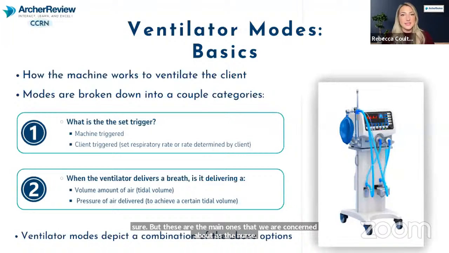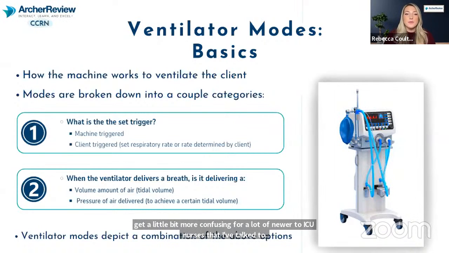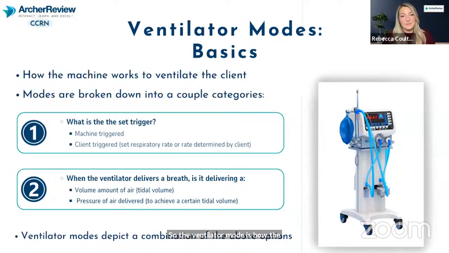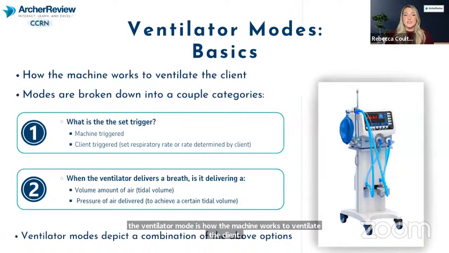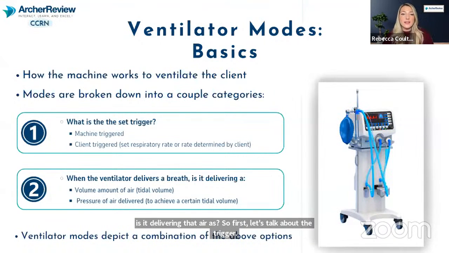I think this is where things get a little bit more confusing for a lot of newer ICU nurses that I've talked to. So the ventilator mode is how the machine works to ventilate the client. Now I break down modes into two categories. I first care about what is the trigger, and then I care about when the ventilator delivers a breath, what is it delivering that air as? So first, let's talk about the trigger. The trigger is either the machine or the client.